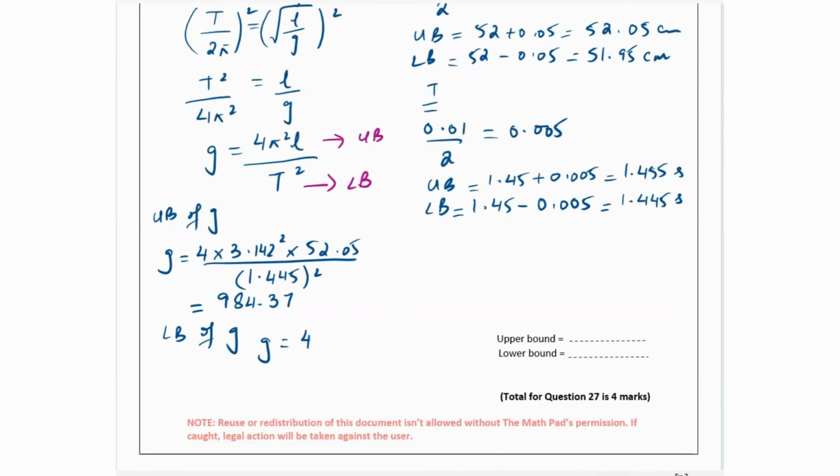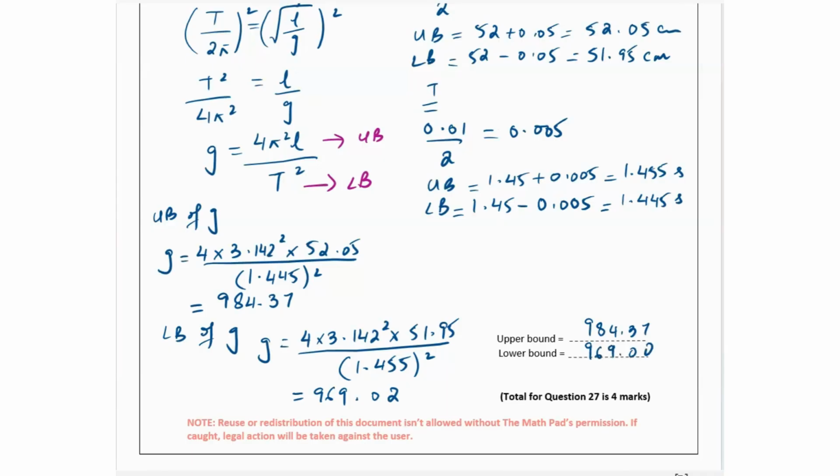And then for the lower bound of g, g would be 4 times 3.142 squared times the lower bound of L now, which is 51.95, divided by the square of the upper bound of time, 1.455 squared. That equals 969.02. So upper bound is 984.37 and lower bound is 969.02. That's your answer.